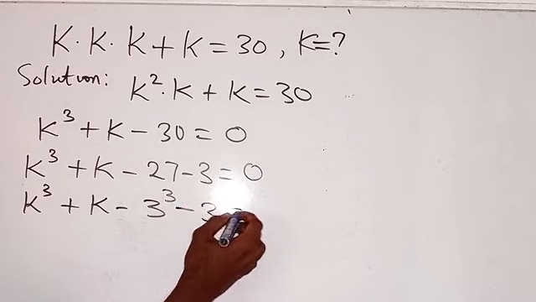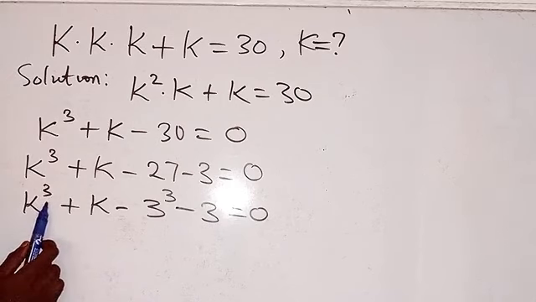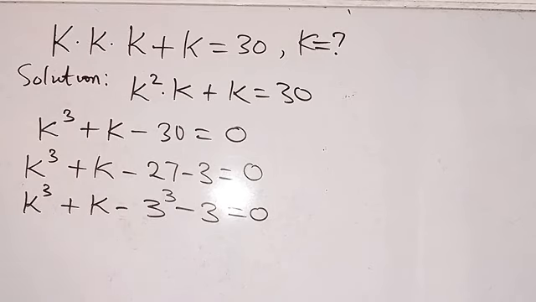Minus 3 equals 0. Now, before we move on, since the highest power of K, which is the variable we are looking for, is 3, it means that we are going to have 3 possible values of K. So therefore, we are going to solve for all the possible values, be they real or complex numbers.